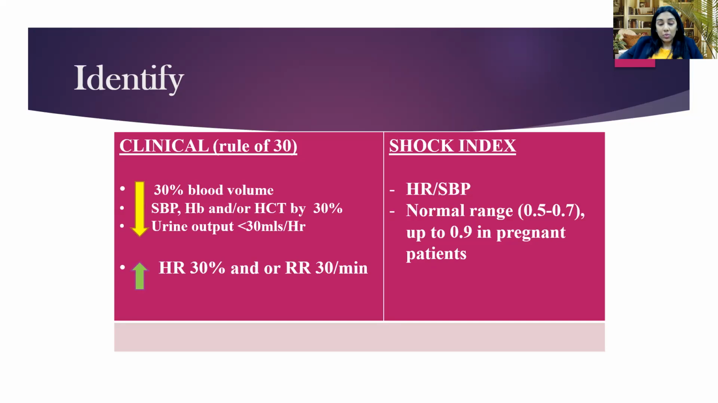Shock index, although rarely used, can be useful when you divide your heart rate over your systolic blood pressure. Your normal range is 0.5 to 0.7, and it can go up to 0.9 in pregnant patients. So anything higher than that shows that the patient is going into a hemorrhagic shock.